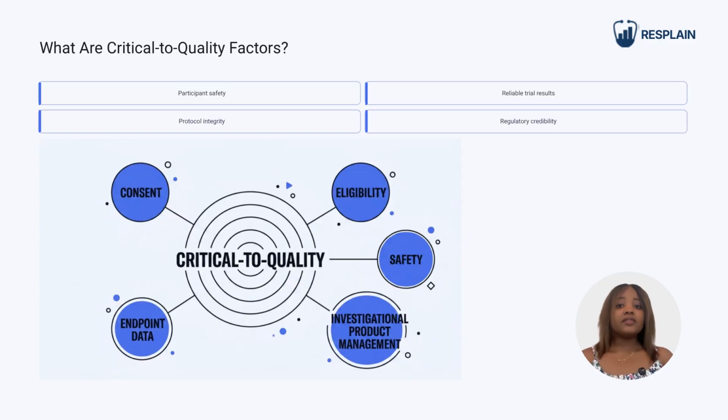R3 introduces a much stronger focus on critical to quality factors, commonly referred to as CTQ factors. These are the activities, processes, and data elements that have the greatest impact on participant safety, protocol integrity, and the reliability of trial results. Examples often include informed consent, participant eligibility, safety reporting, investigational product administration, and primary endpoint collection. Auditors may ask whether the site clearly understood which processes were considered critical within the study and whether additional controls or oversight measures were applied to those areas. CTQ thinking also influences monitoring plans, protocol development, training priorities, deviation management, and quality assurance activities.